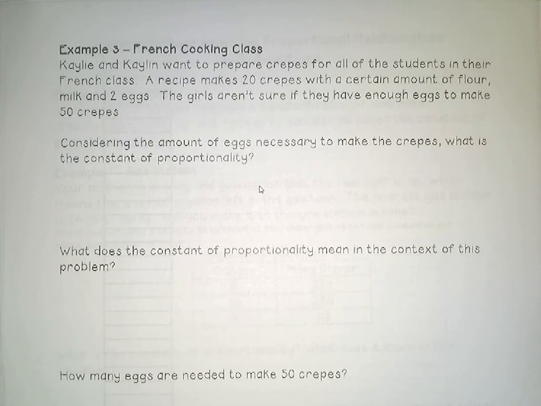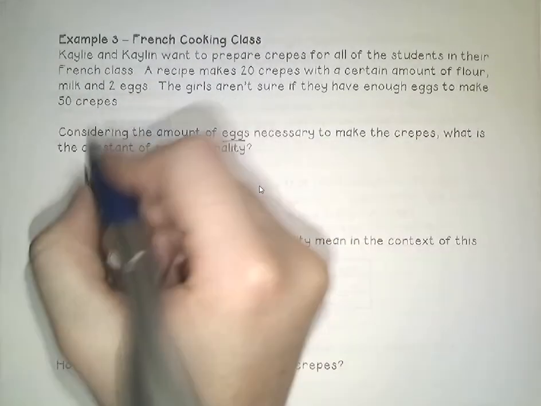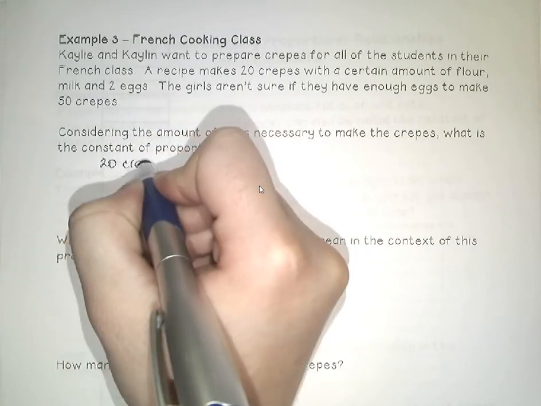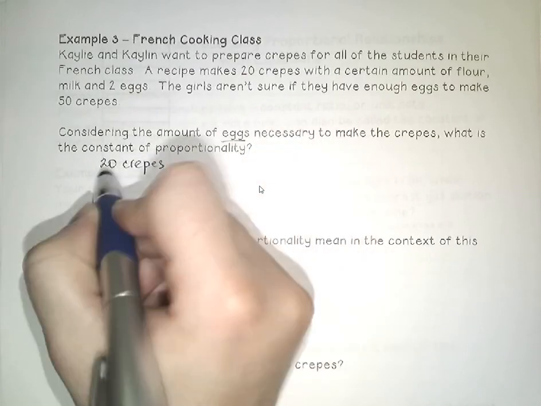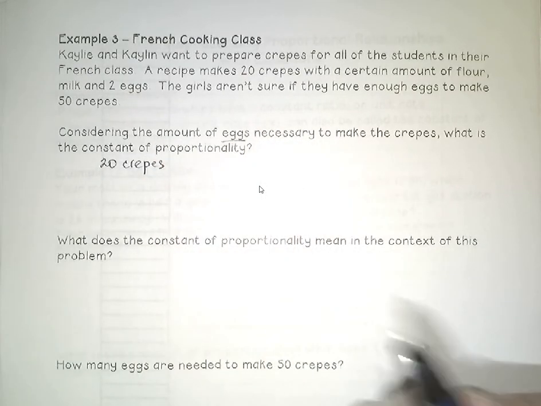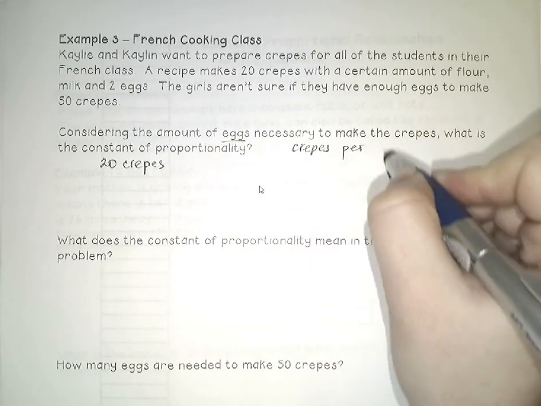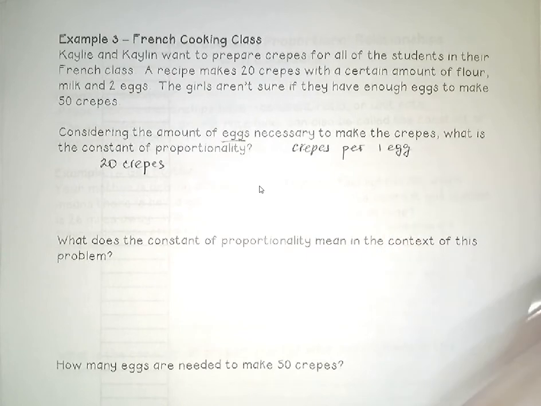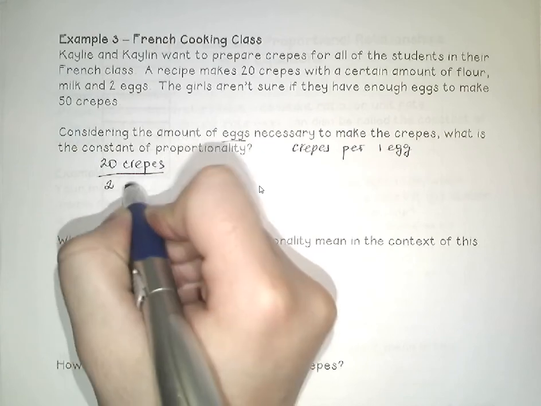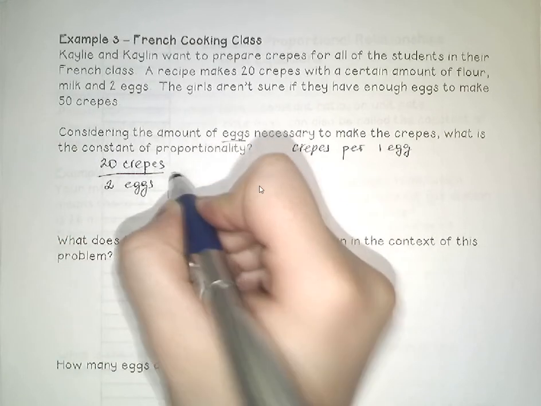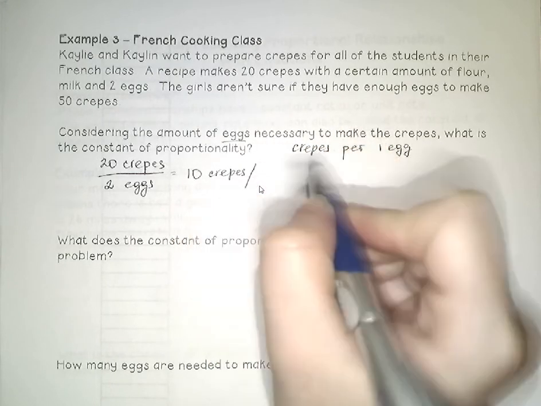So if we look at the number of eggs, we know that there are 20 crepes with 2 eggs. So we want to see how many crepes we can make with 1 egg, right? So we need to find the number of crepes per 1 egg. So for that reason, we are going to divide crepes by the eggs, by 2 eggs. So it makes 10 crepes with 1 egg.